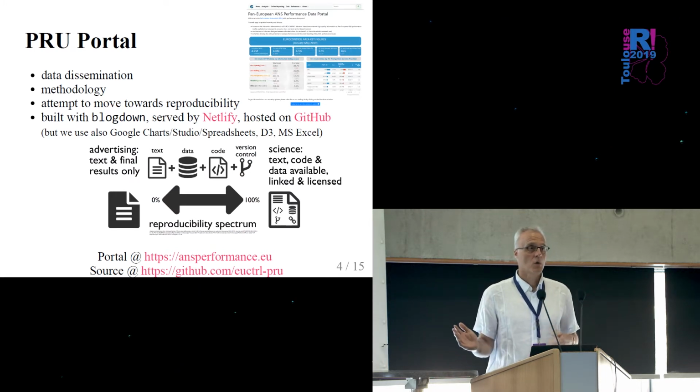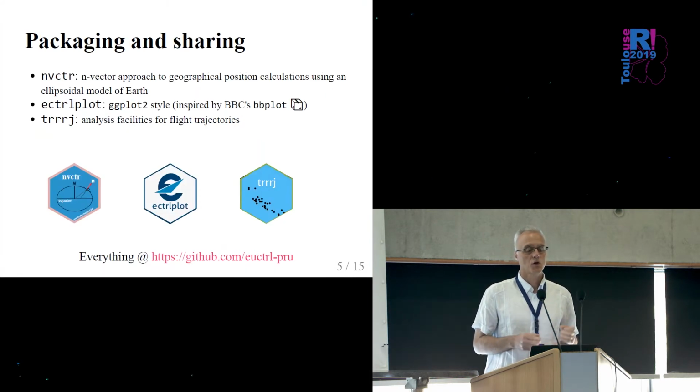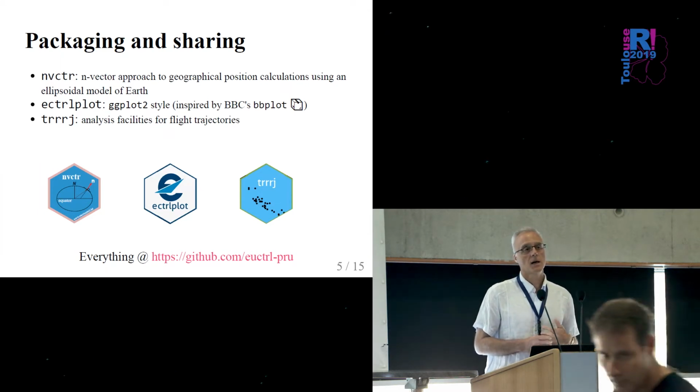We try to go towards the right of this graph, so being fully transparent and reproducible, trying to put not only the results of our analysis, but also the input data, the methodology, and the software. We have been producing a few packages where we try to put all the code that we use, and we are doing more and more. The last one is the trajectory package, which is analyzing trajectories.